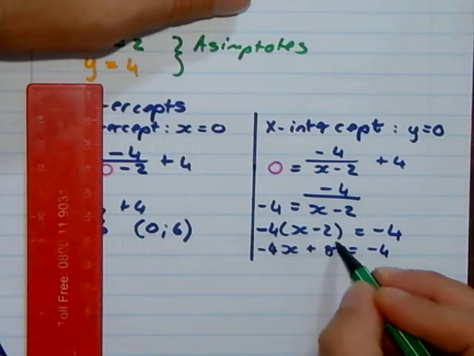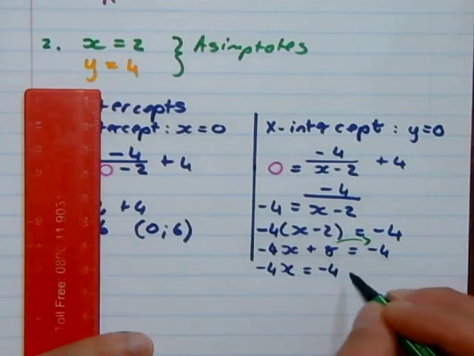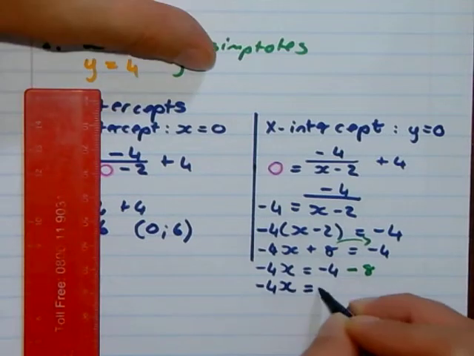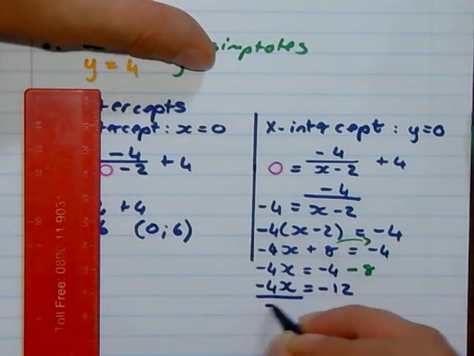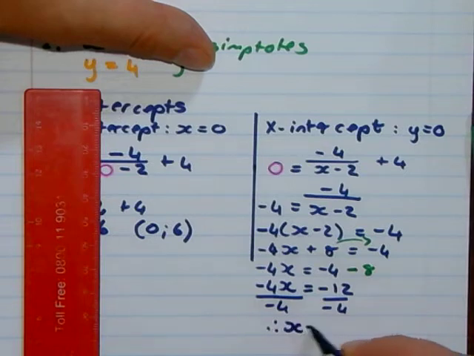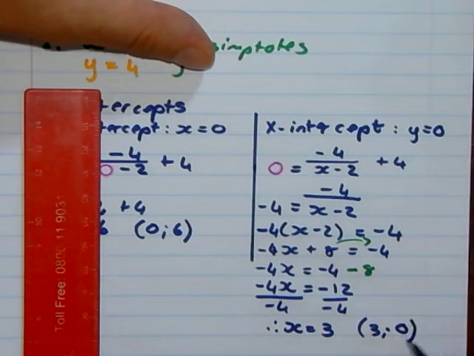And now I take the 8 to the other side. So I have negative 4 minus 8. Negative 4 minus 8 equals negative 12. I divide both sides by negative 4 to get my x alone. So therefore x is equal to 3. So when x is 3, my y is 0.